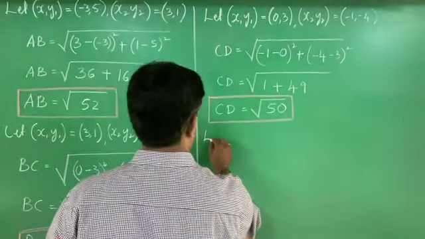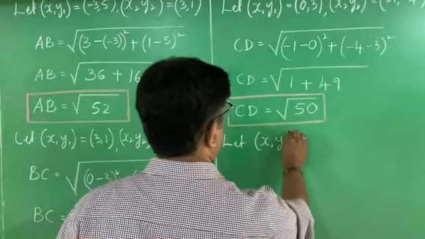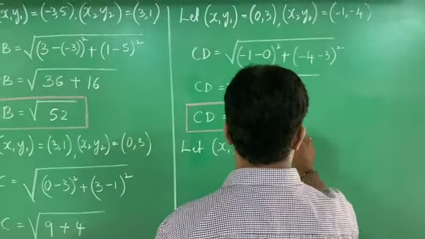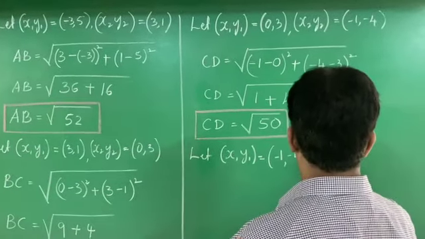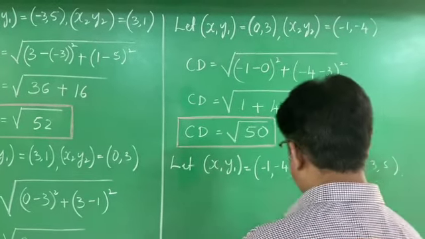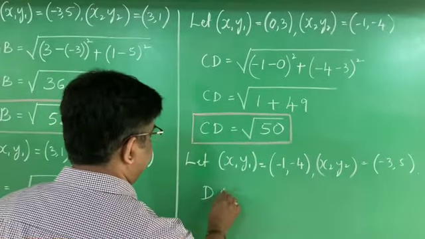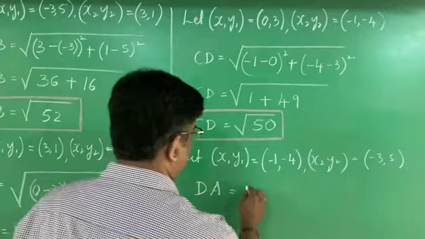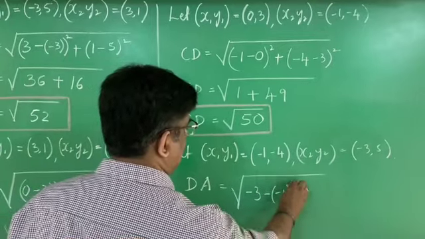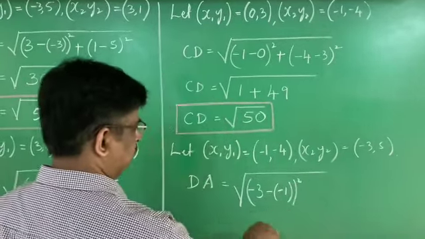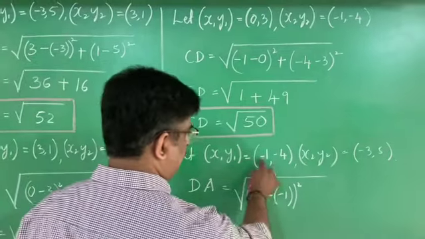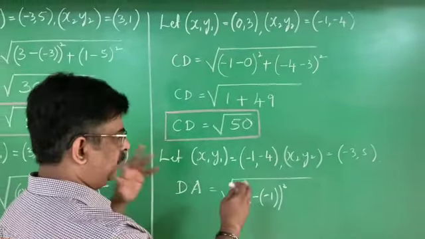The next is, let x1 y1 is equal to, now I am finding dA, -1, -4, and x2 y2 is equal to -3, 5. Now I am finding the length of dA, square root of (x2 - x1) whole square, that is (-3 - (-1)) whole square. This is the minus of the formula. This is the minus of the number. Minus of the formula, minus of the number.